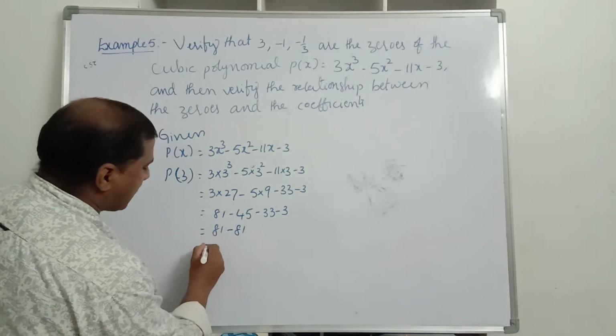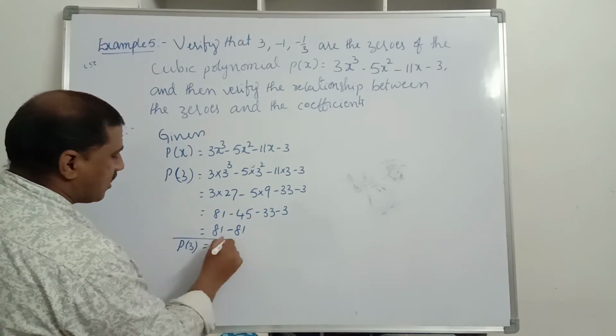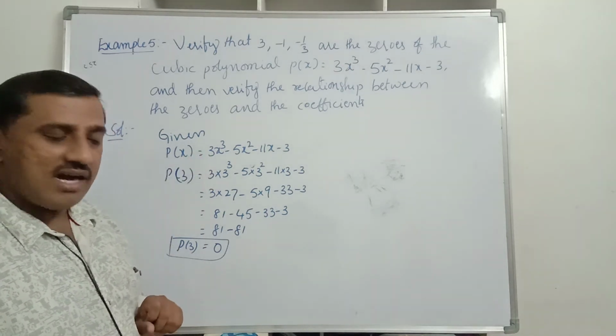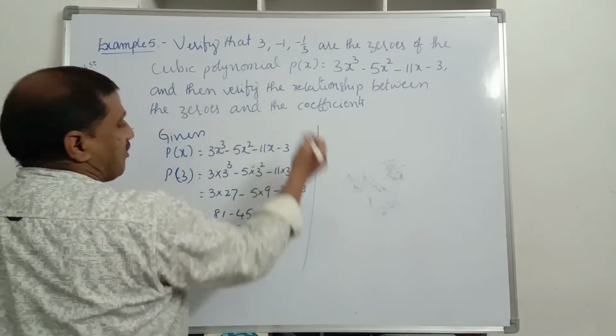So 81 minus 81 is equal to 0. So p of 3 is equal to 0, we got. Therefore 3 is the zero of the given polynomial. Is it clear? Now similarly you check for the second value which is given, minus 1.